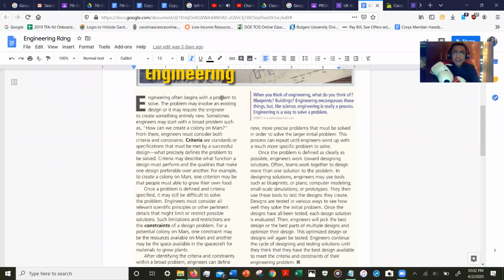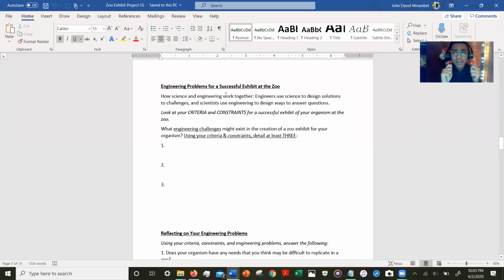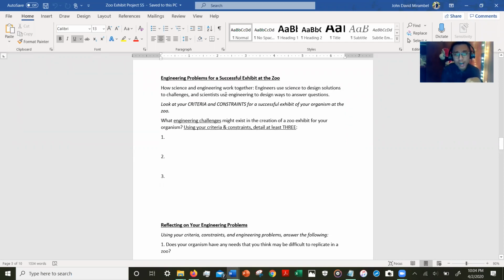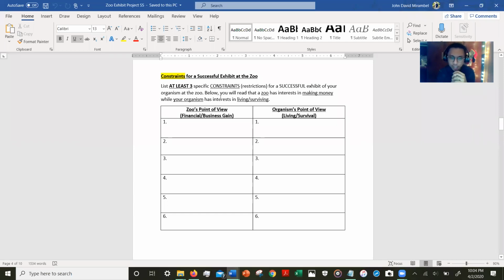If we reflect back on the reading, the formal definition of a constraint is limitations and restrictions on the design of a problem. In short, constraints are what make it difficult to achieve our criteria. I believe this became a concern because we got to the point yesterday of completing what our engineering problems could possibly be in a successful exhibit at the zoo. So let's talk about the constraints.